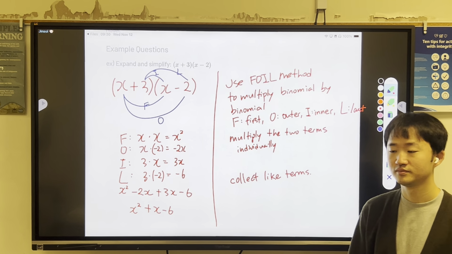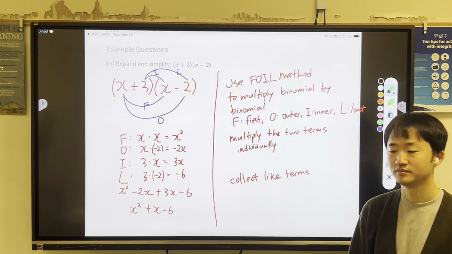And the unfortunate thing about the trinomial times binomial is that the FOIL method doesn't work. We can still use the complicated distributive property, but for these more difficult problems, I suggest that you use the area model.